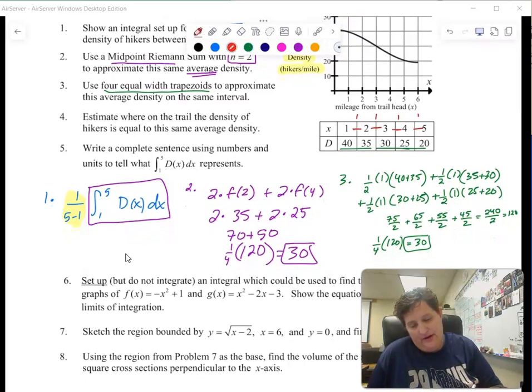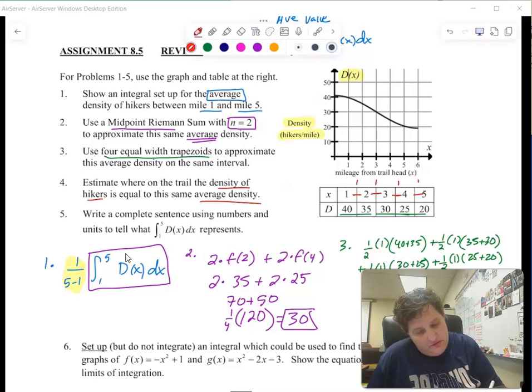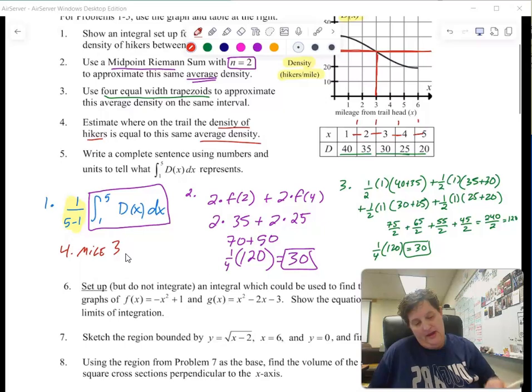Estimate where on the trail the density of hikers is equal to the average density. Well, check this out. I'm just going to draw through 30 on here. That's too big. There we go. All right. And say, where does that happen? That definitely looks like, for number 4, that it is at mile 3.